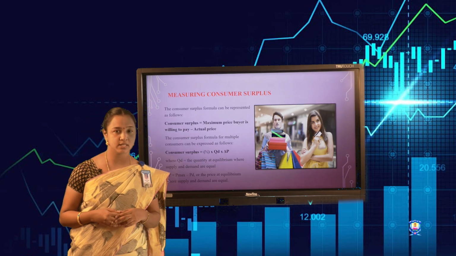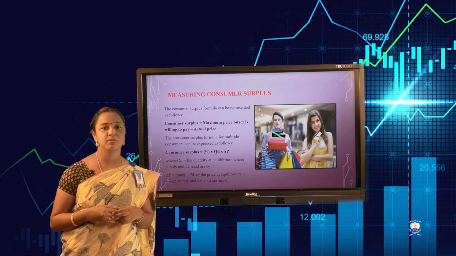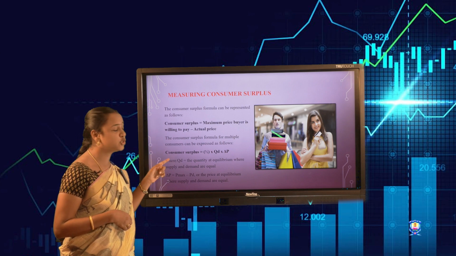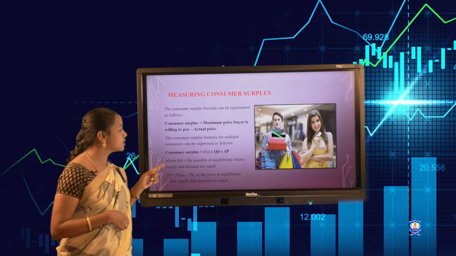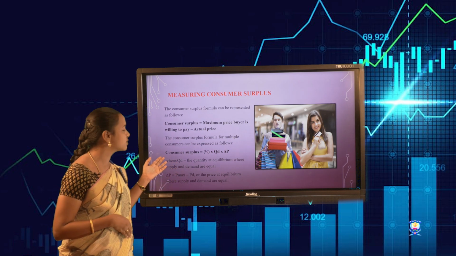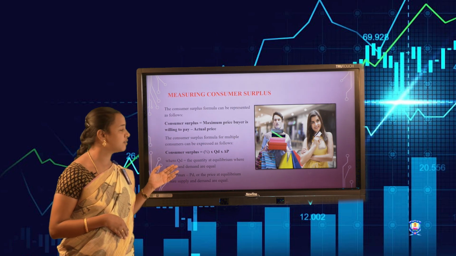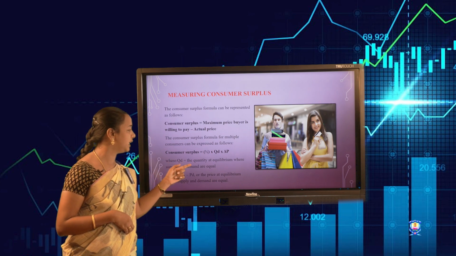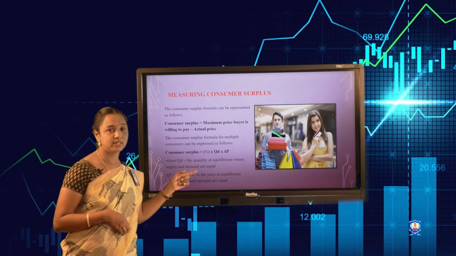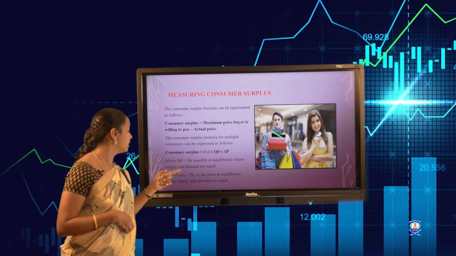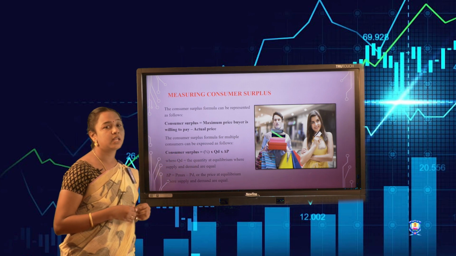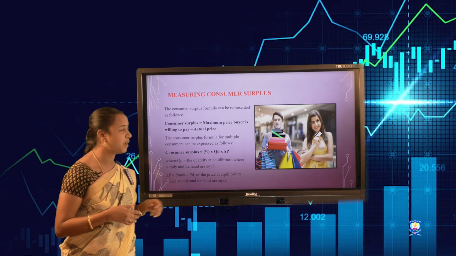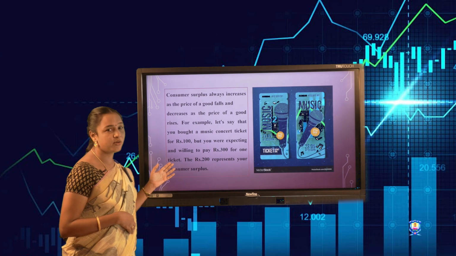Next, we move on to measuring consumer surplus. Consumer surplus can be measured with the help of a formula: consumer surplus is equal to the maximum price the consumer is willing to pay minus the actual price. The consumer surplus formula for multiple consumers can be expressed as follows. Consumer surplus is equal to half into QD into delta P. Here, QD represents the quantity at equilibrium where supply and demand are equal, that is, the equilibrium quantity demanded. Delta P represents the maximum price the consumer is willing to pay minus the actual price prevailing in the market. Let us see the concept with the help of an example.